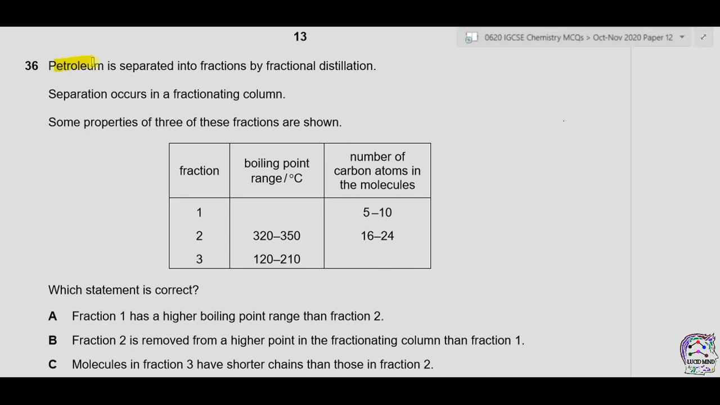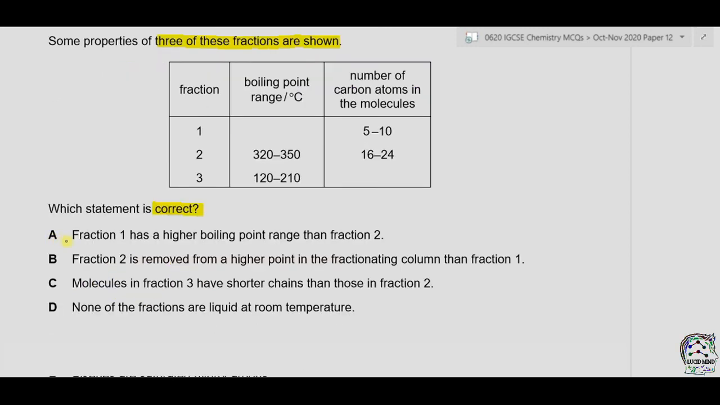Question 36. Petroleum is separated into fractions by fractional distillation. Separation occurs in a fractionating column. Some properties of 3 of these fractions are shown. Which statement is correct? A. Fraction 1 has higher boiling point range than fraction 2.